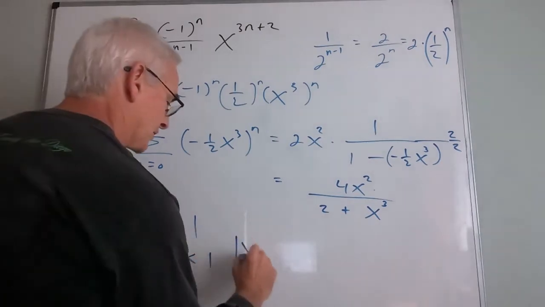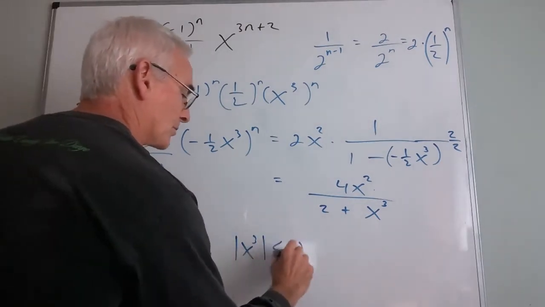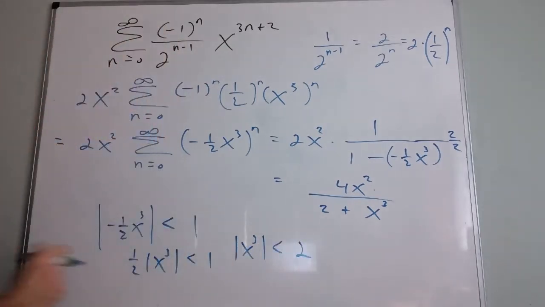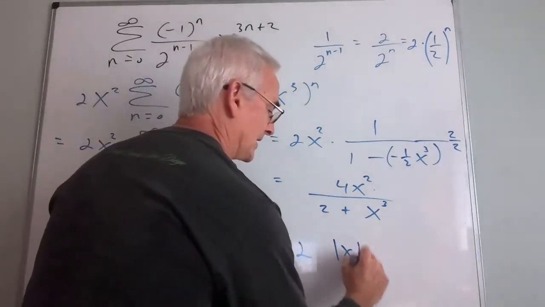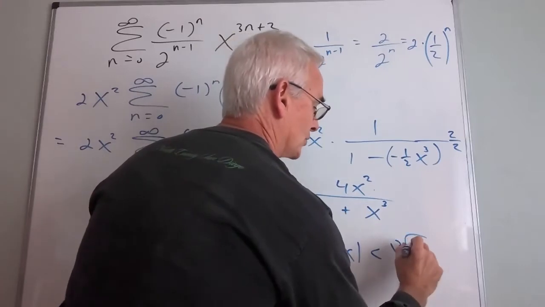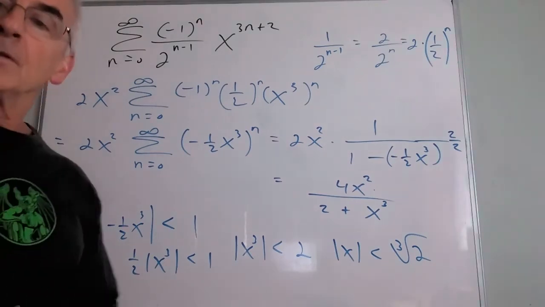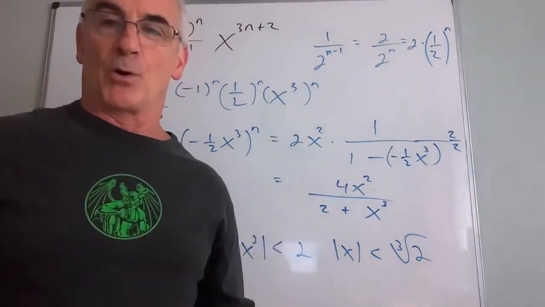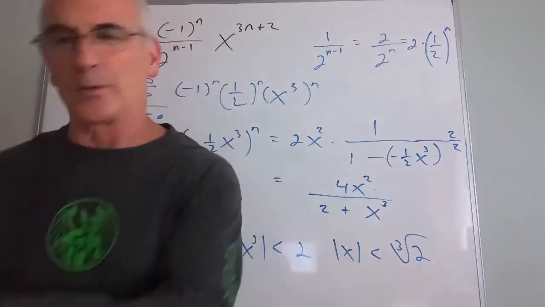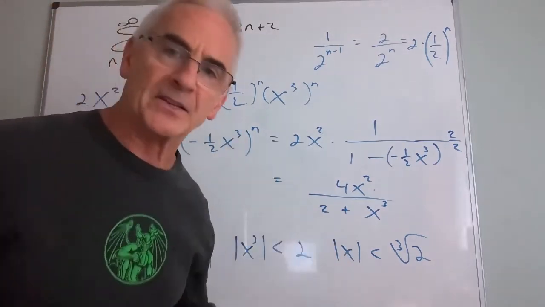So therefore, the absolute value of x cubed has got to be smaller than 2. So the absolute value of x has got to be smaller than the cube root of 2. Aha. So that tells us. And the one problem that everybody in Calc 2 always has at this point is separating interval of convergence with radius of convergence.